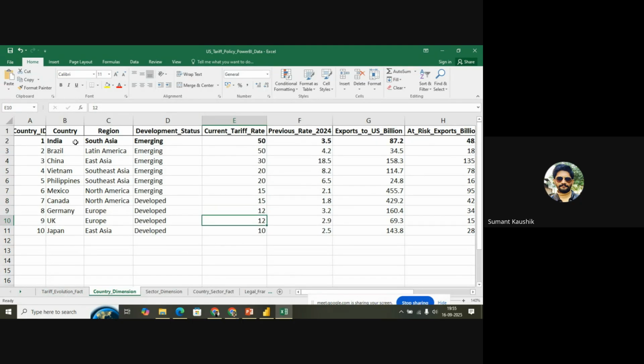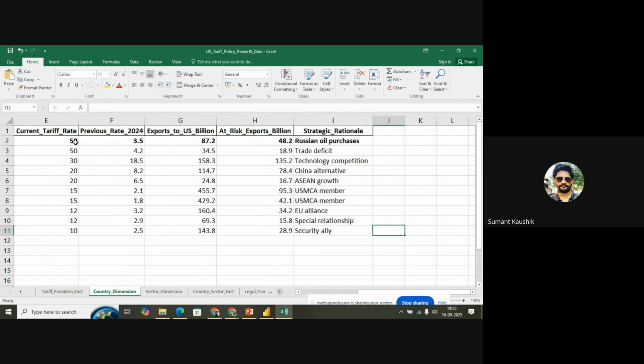Now you can see one thing. In the case of developed nations, the tariff rate has not been so high as compared to the emerging countries. So we can estimate from this trend that almost every country has faced a higher tariff rate than the previous rate, that was last year's rate. Every country has faced a higher rate. But the developed countries are facing a lower tariff rate as compared to the emerging ones.